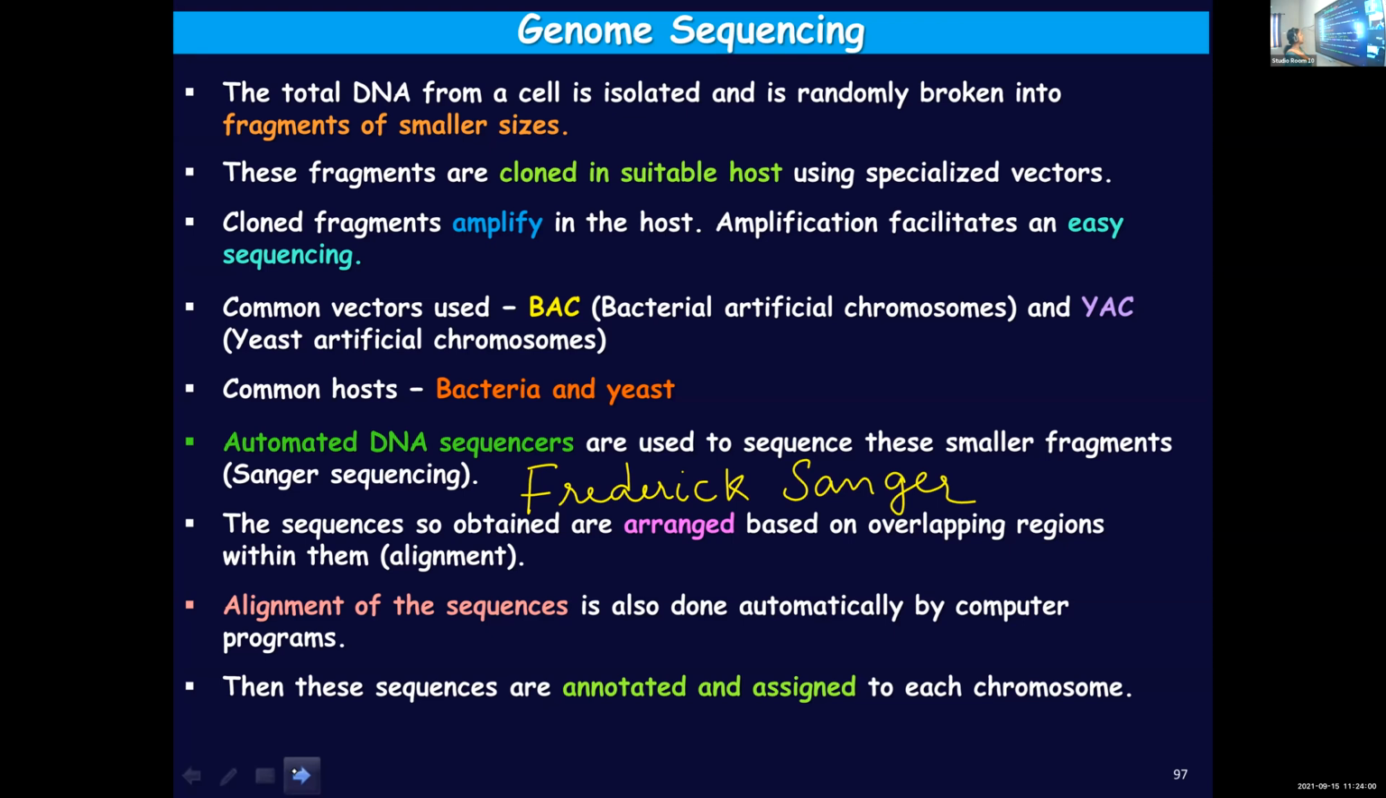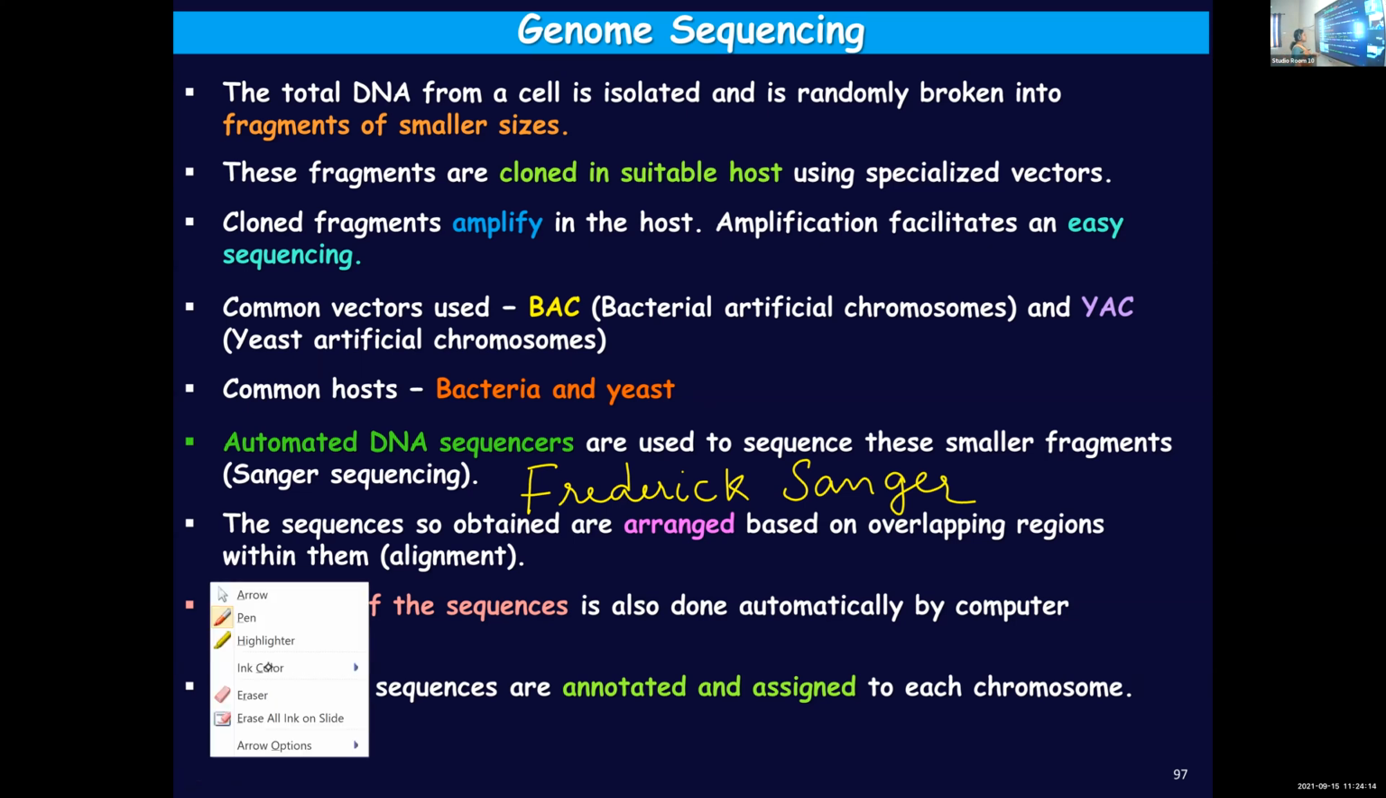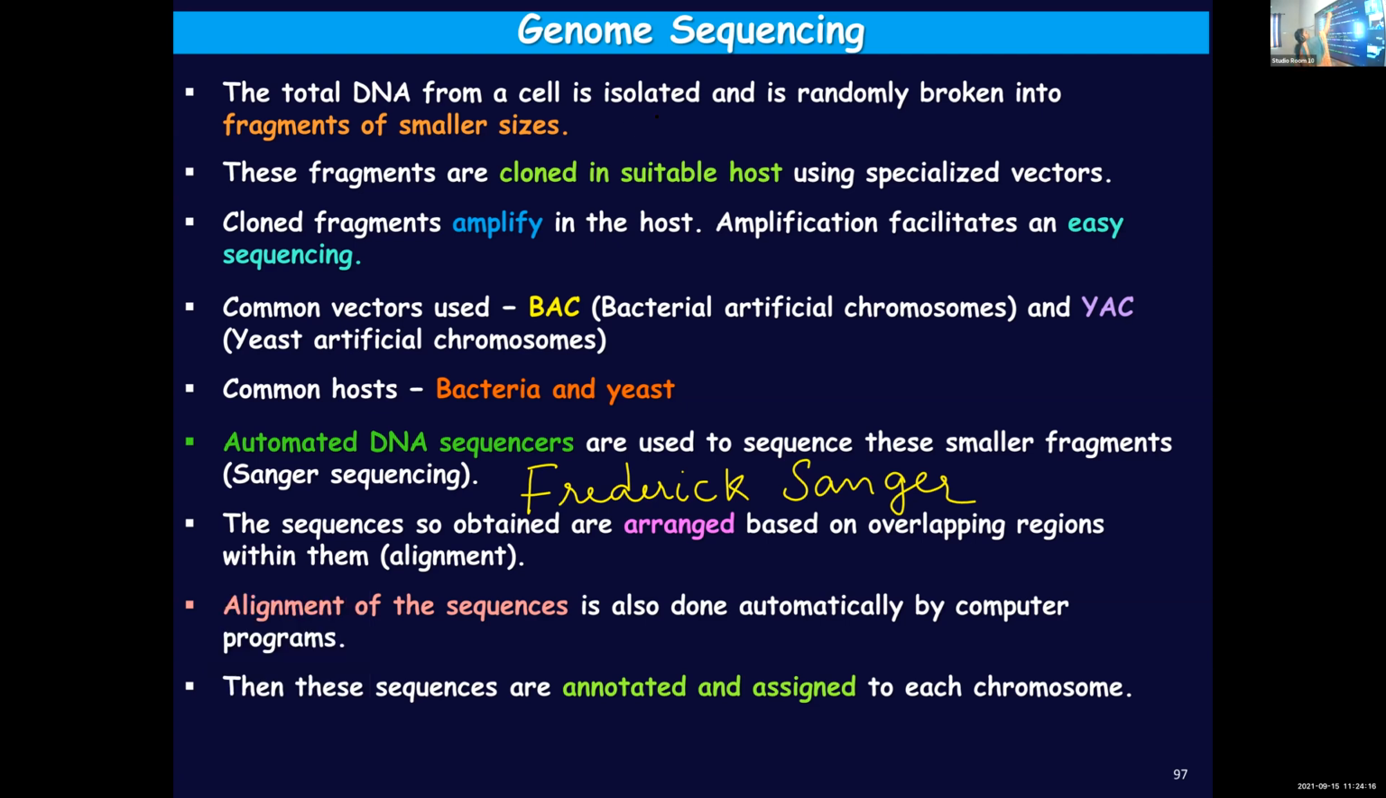So quickly I will say once again. First of all, the entire DNA from a cell is isolated. And then what is next? It will be broken down into small pieces, small fragments, because it is not easy to study or to sequence the entire DNA, which is 2.2 meters in length. So first it is isolated, then it is broken down. Next step is using specialized vectors. Vectors are carriers, or these will help in transferring a foreign genetic material into a host organism.